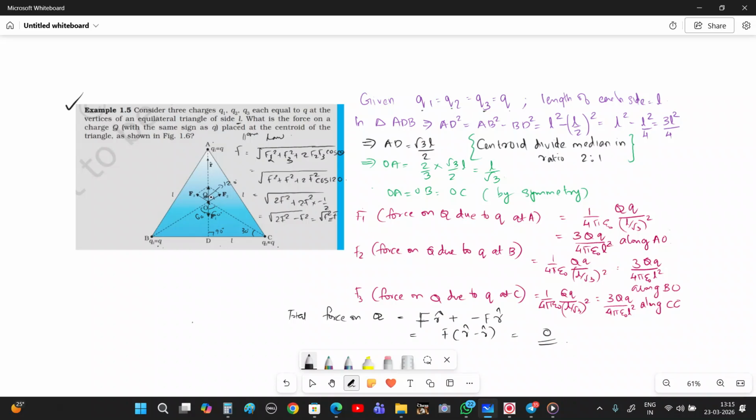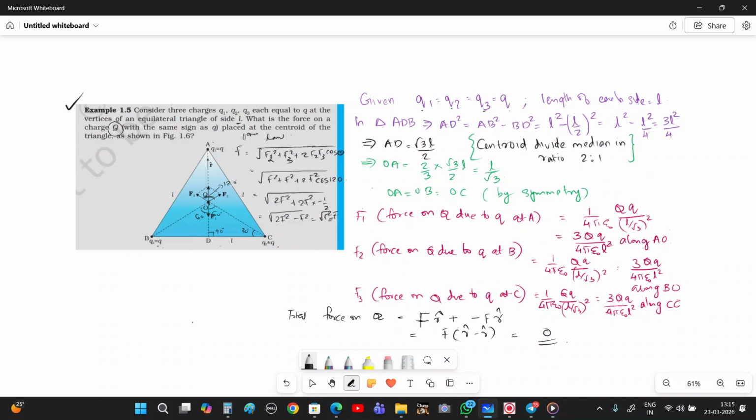And you have to find out, another charge q is placed at the centroid of the triangle. What is the centroid of the triangle? It's the point where the three medians of the triangle meet. At that centroid, another charge q is placed, and all the charges have the same sign. You have to find the total force acting at the center.